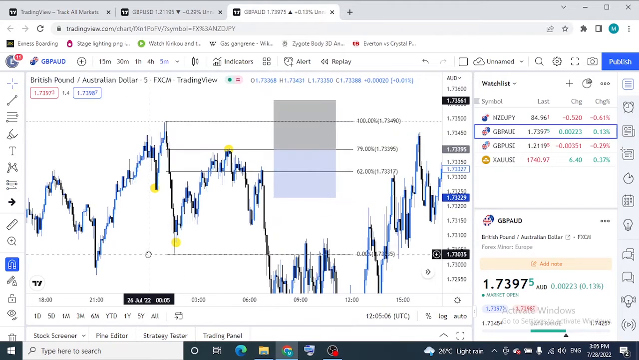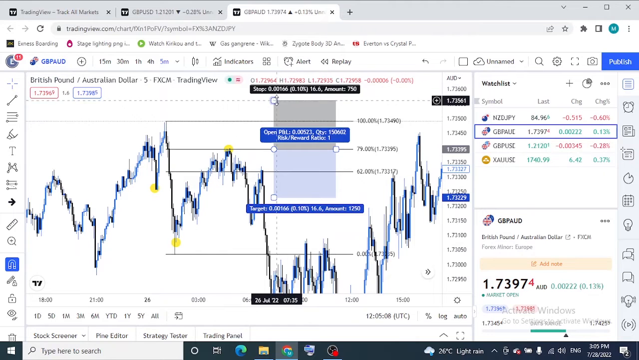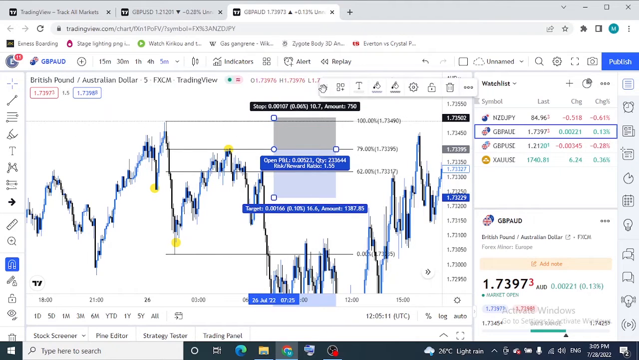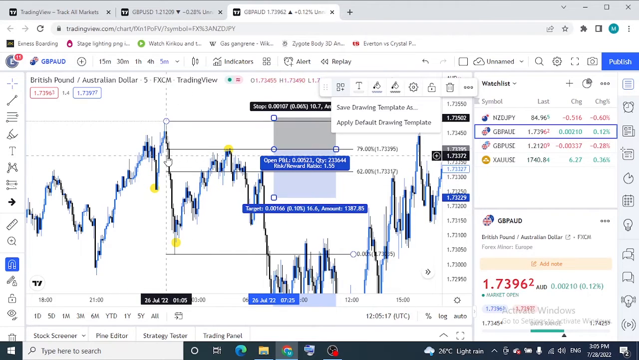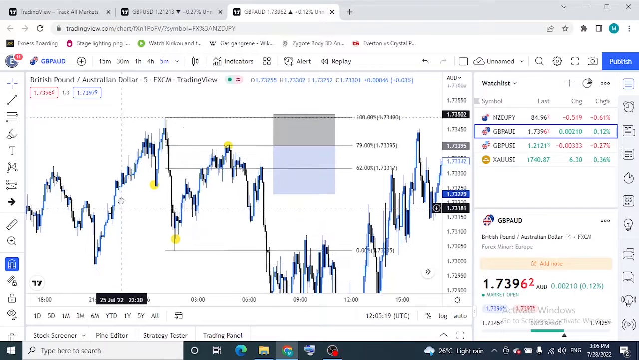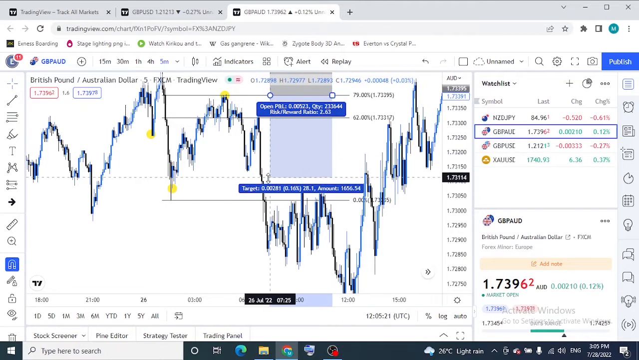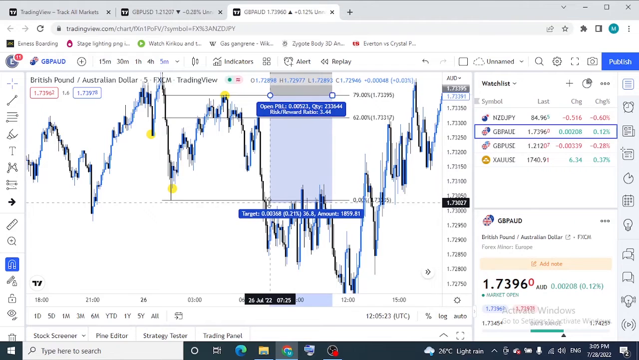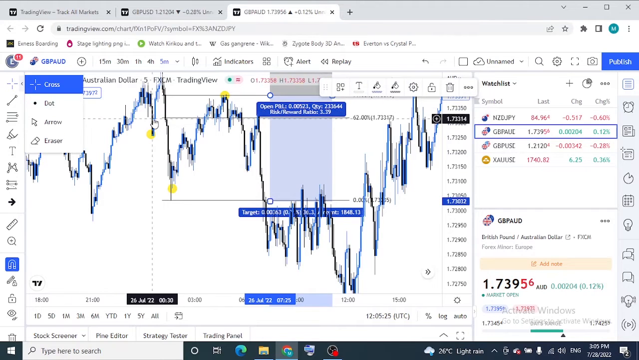So like I said, for my stop losses, I'd either use the 88.6 level on the fib, and I think I have that template right here. Sorry, fib.